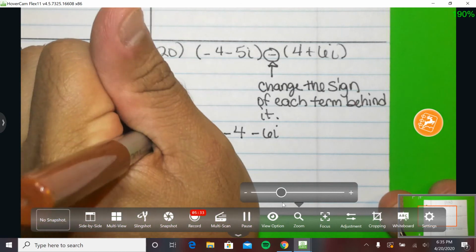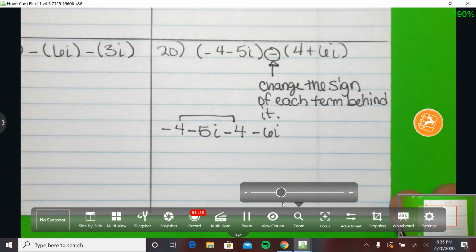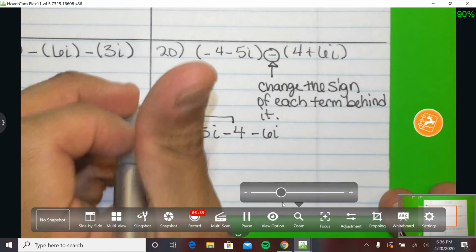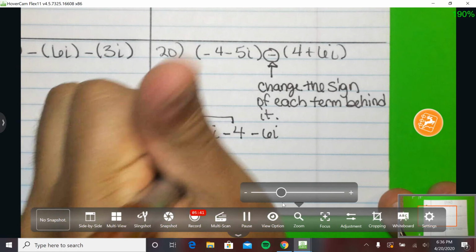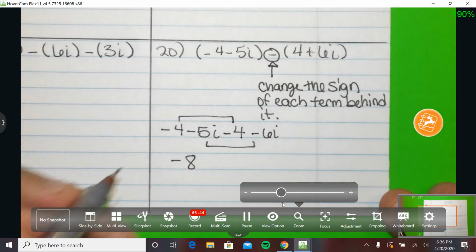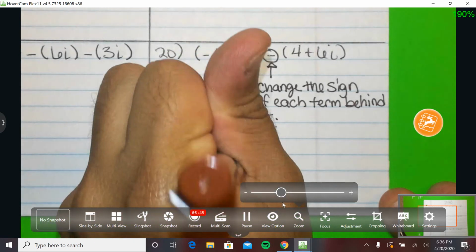So we combine like terms. A negative 4 minus 4 does not cancel out. They do not give you 0. They add up to be a negative 8, and then a negative 5i minus a 6i add up to be a negative 11i.